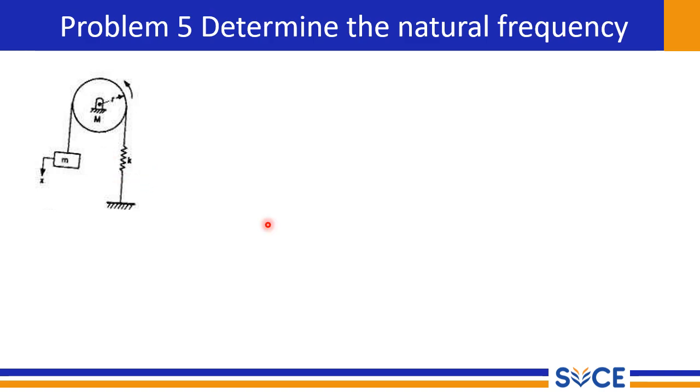Let me solve this problem once again in terms of the total energy of the system itself. The total energy of the system is nothing but kinetic energy. You see that there is a mass here and also a mass here. So the kinetic energy of the mass m plus the kinetic energy of the pulley.